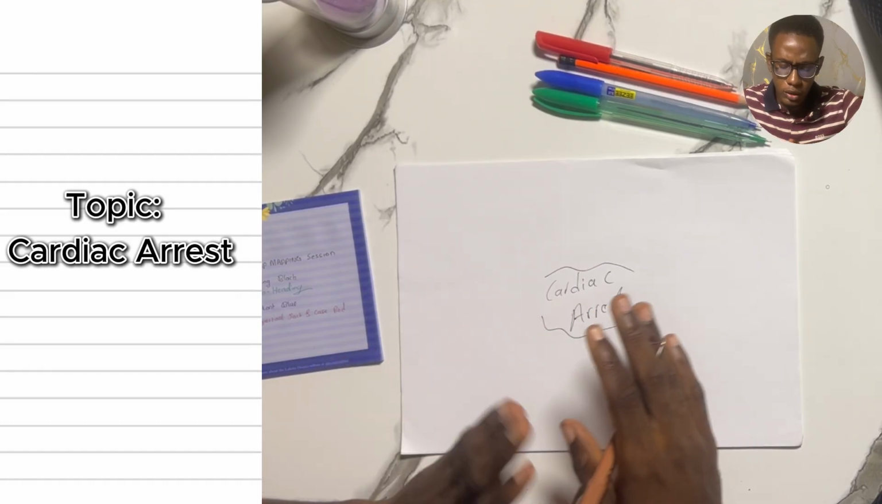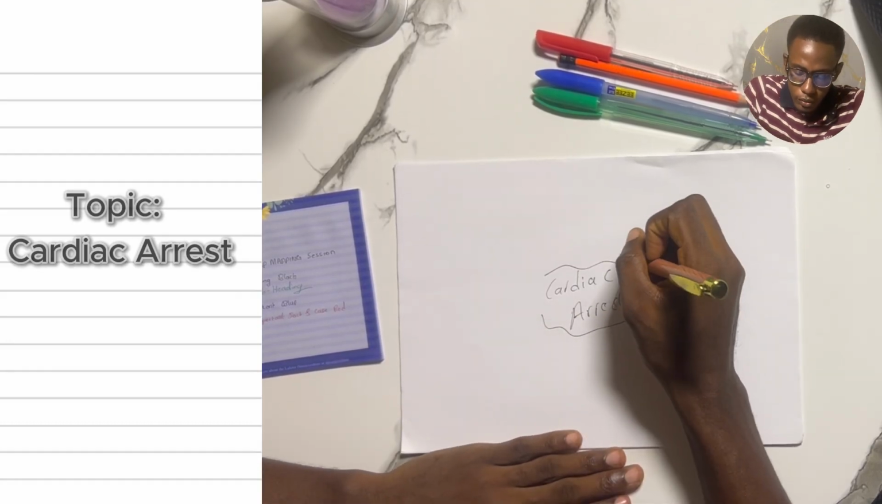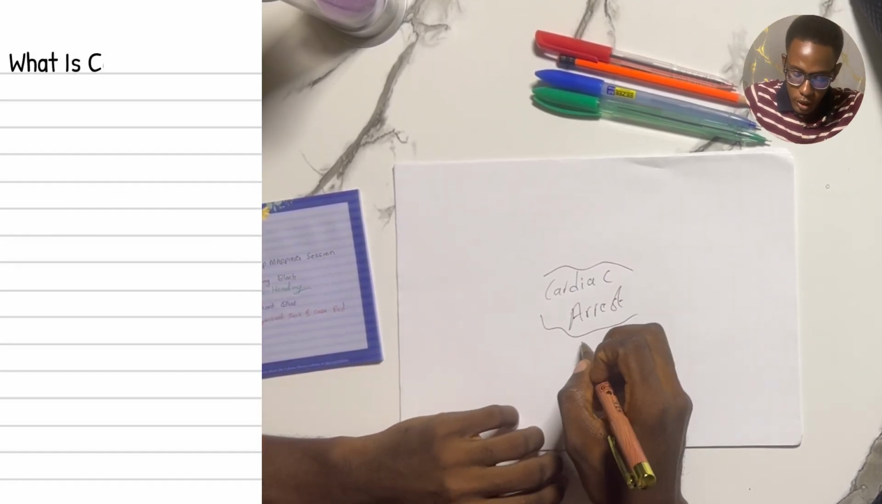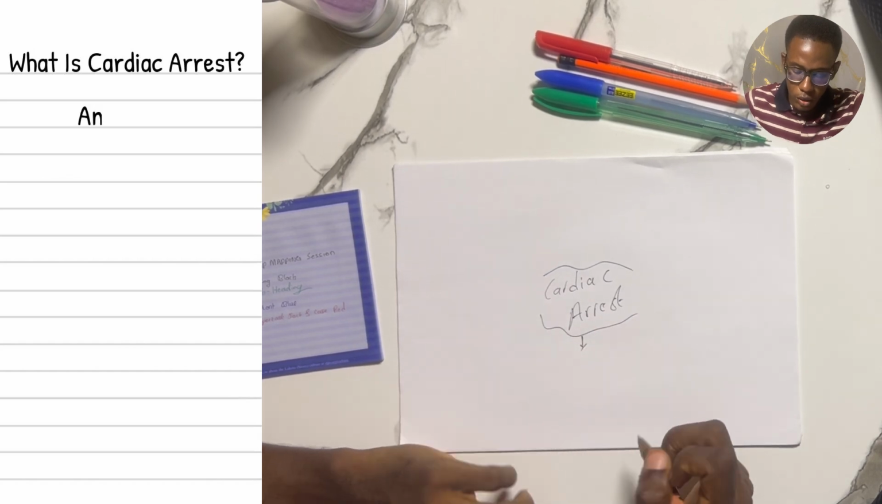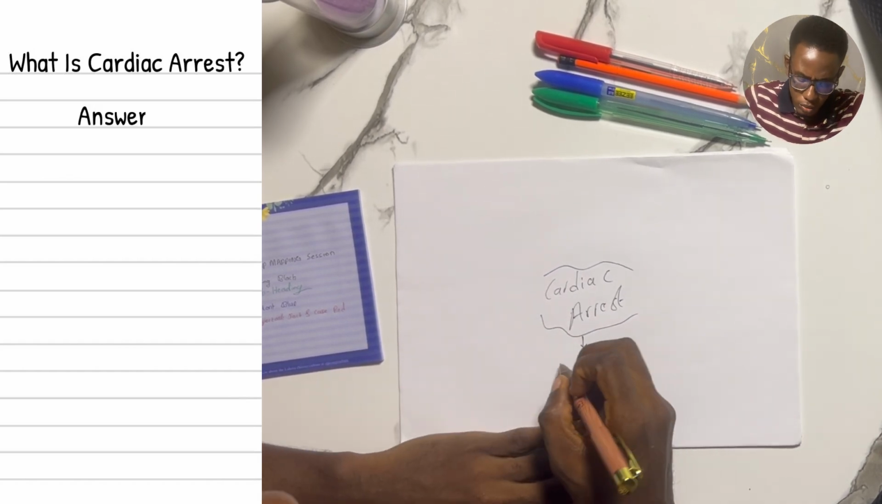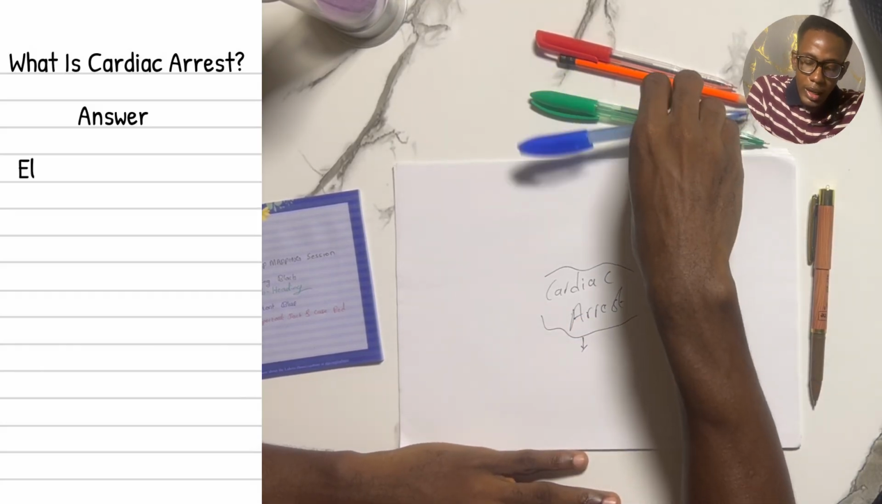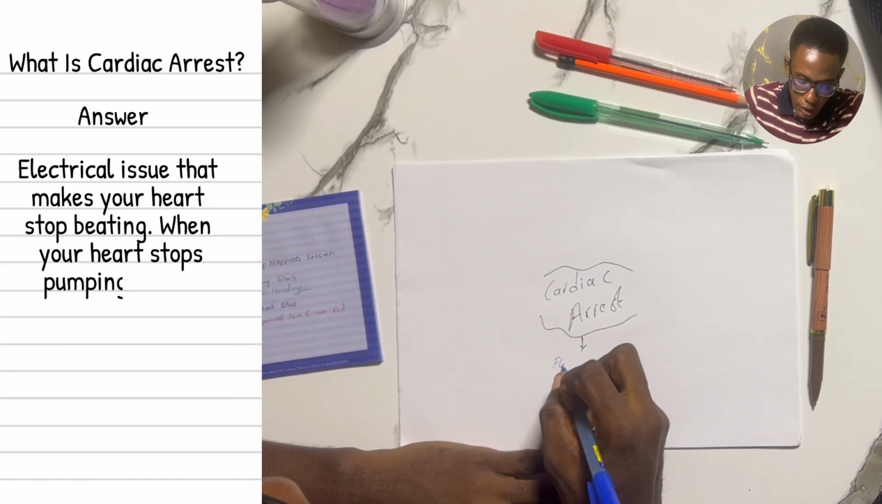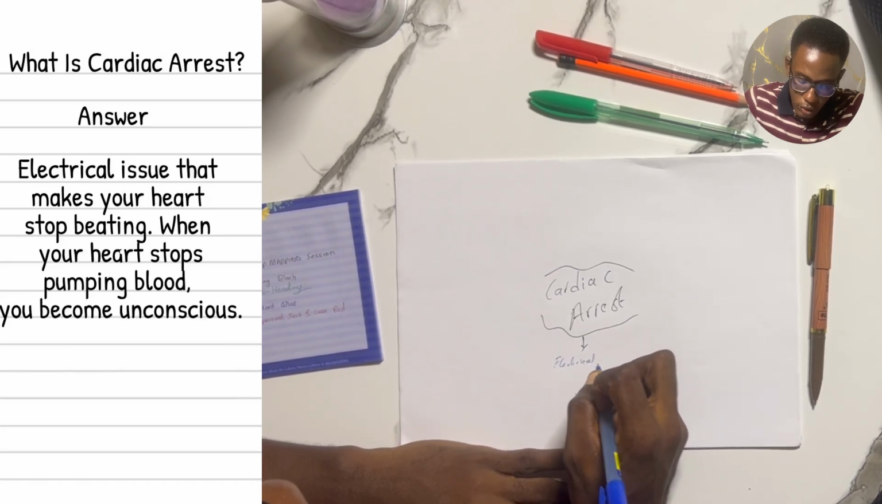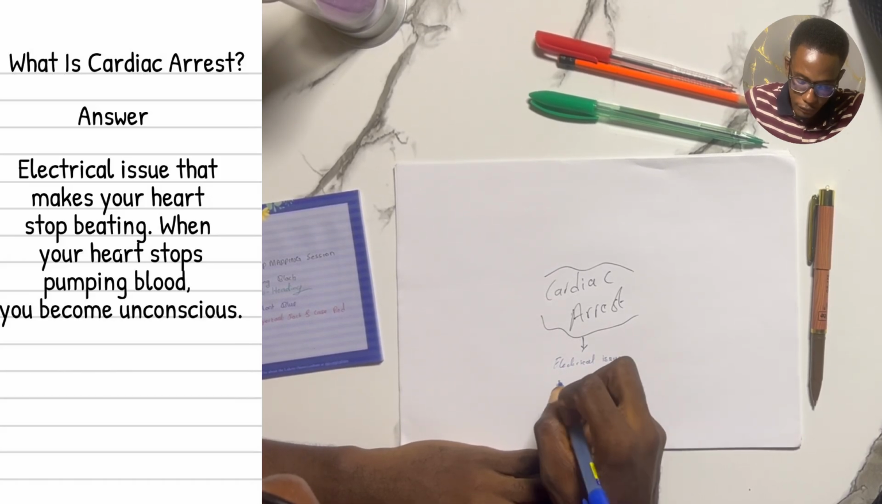I feel like I have to start towards the left. Okay. So firstly, what is cardiac arrest? Cardiac arrest is simply an electrical issue that stops the heart from pumping blood.